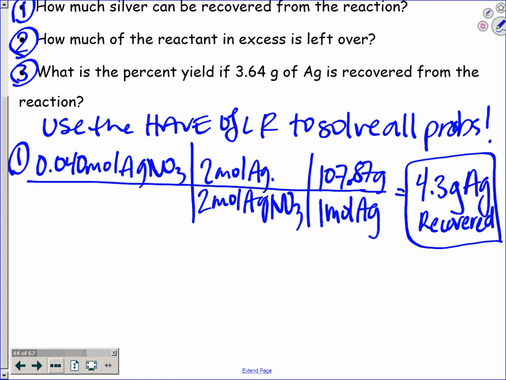So once you know that silver nitrate's your LR, you use that have number, which was 0.04. We use that to just solve the rest of the problems as needed. Okay. So if you are done with this, I'm going to finish the work up here. Grab your laptop. Okay. You have questions? All the problems at 12.